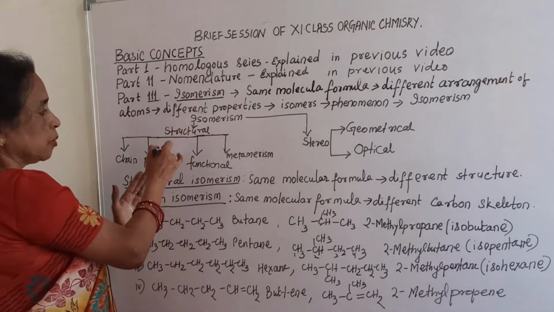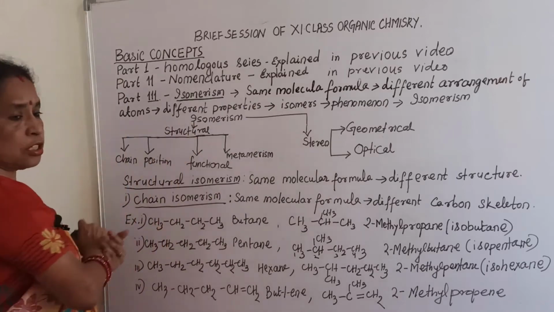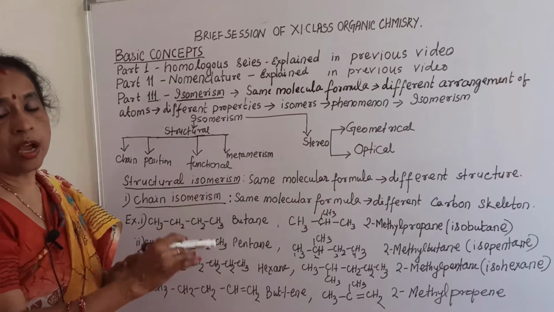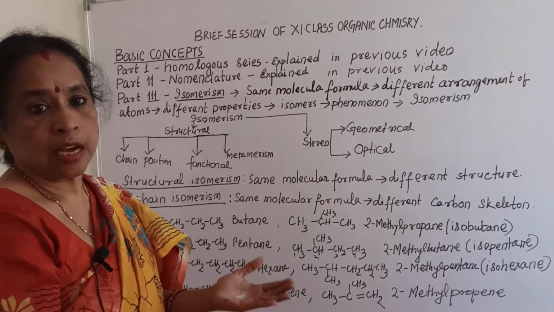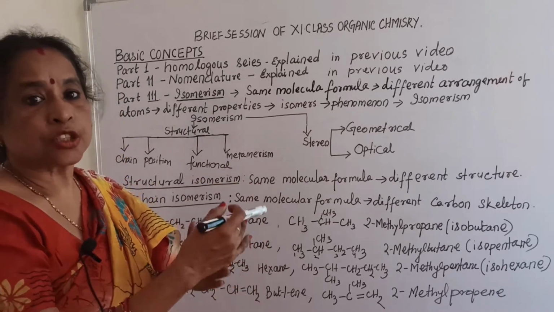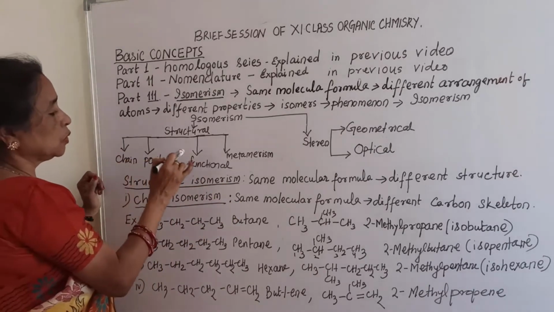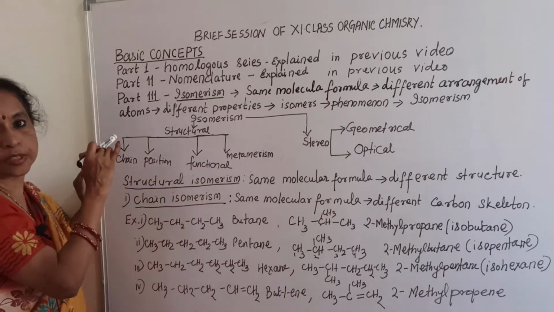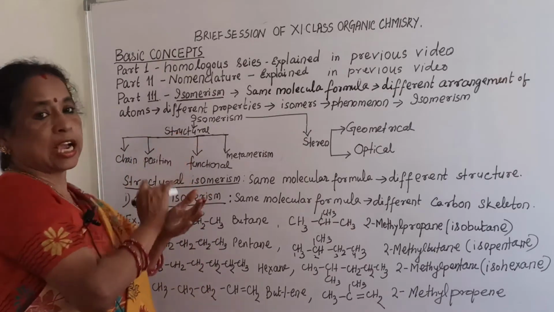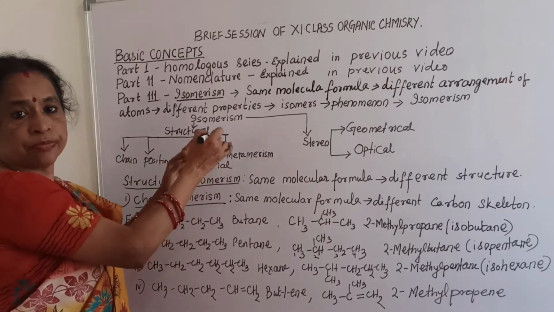Now we come to structural isomerism. Structural isomerism has the same molecular formula but different structure. In structural isomerism there are how many types? 1, 2, 3, 4: four types of isomerism under structural isomerism. They are chain isomerism, position isomerism, functional isomerism, and metamerism.